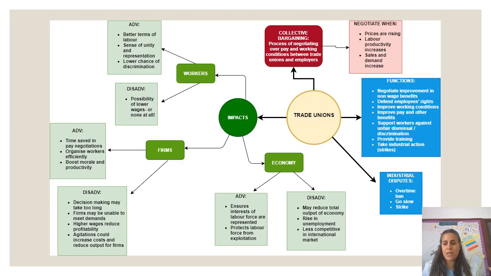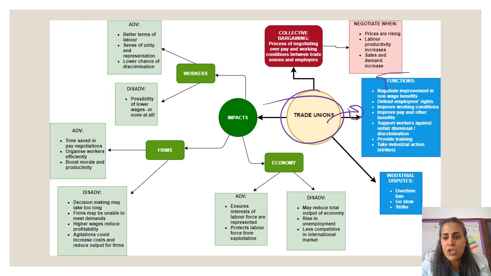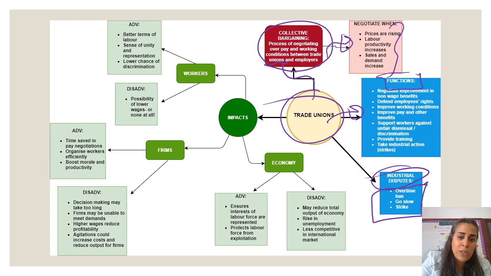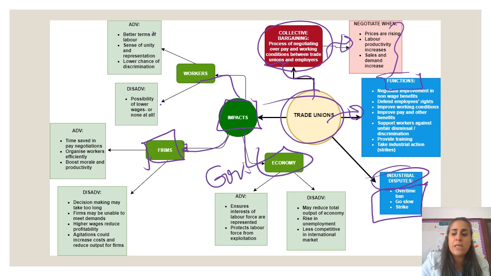This is a quick summary of everything we just explained. So our topic is about trade unions. We discussed the functions of a trade union, and then we said how they will be doing collective bargaining. So the negotiation process between whom and what do they try to achieve. So they negotiate in order to get these things. And if industrial disputes occur, and I want to take an action, it would be by doing these 4 things. Now, how does it impact or affect workers, and what are the advantages and disadvantages to the workers? What are the advantages and disadvantages to the firm and to the economy or the government as a whole?